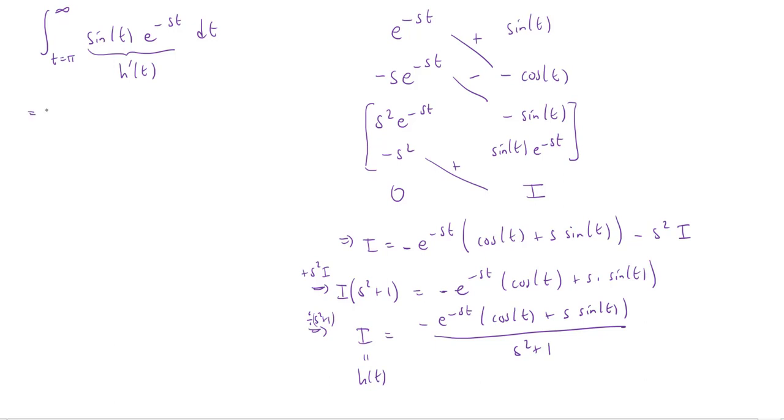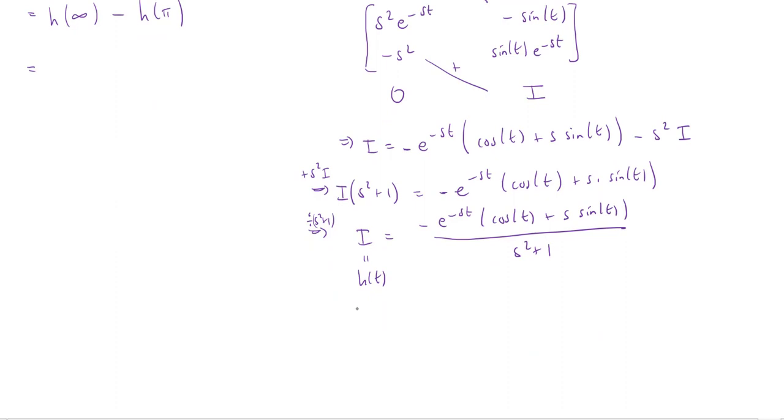Okay. So in order to compute this, I now have to evaluate h at infinity. And remember, that really means I'm taking the limit as t goes to infinity of h, minus h of pi. All right, well, first thing, we're right into the fire here. We have to look at what happens, right, as t goes to infinity. So what is the limit as t goes to infinity of h of t?